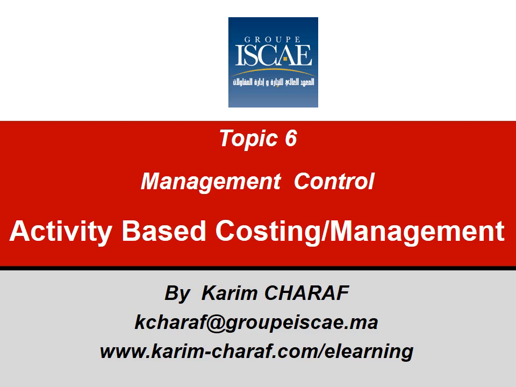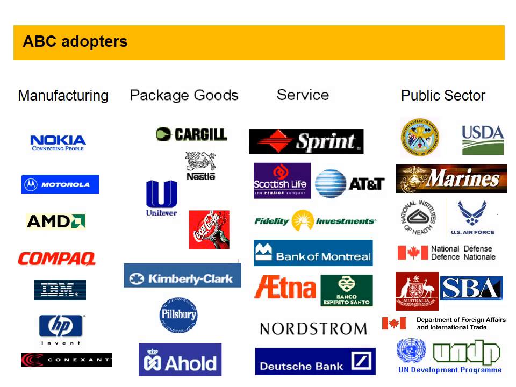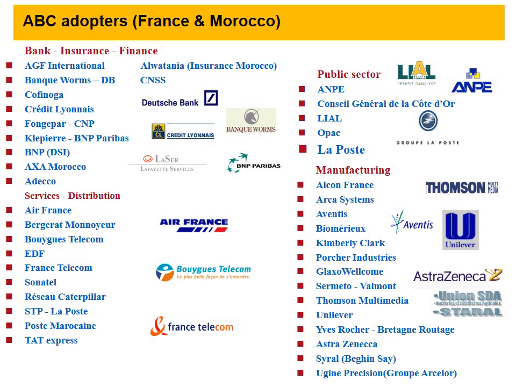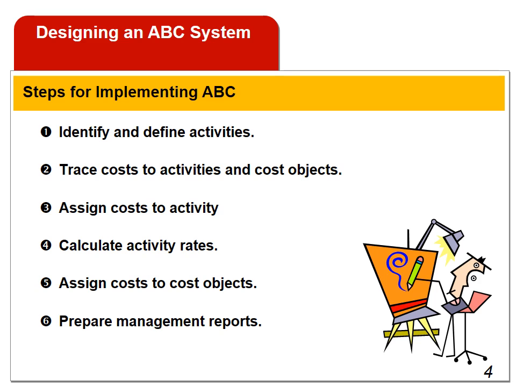ABC is implemented by many organizations all over the world. Some ABC adopters in France and Morocco. Activity-based costing, ABC, is a method of allocating costs to products and services. Here are the main steps in order to implement ABC.